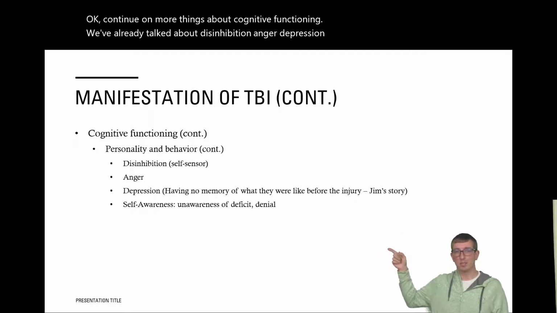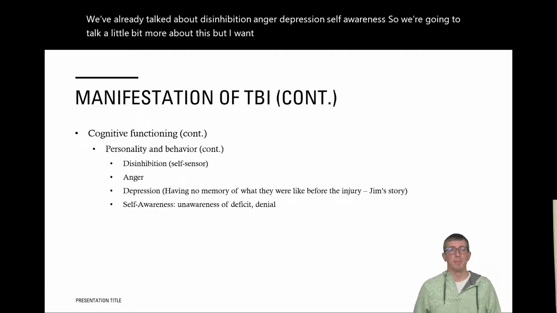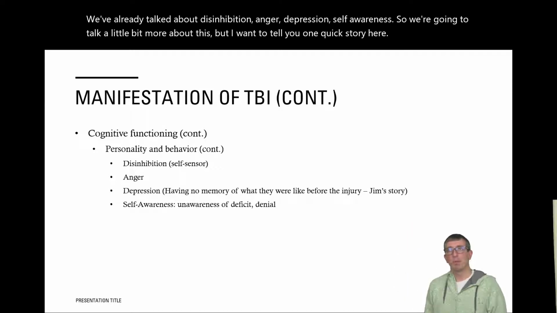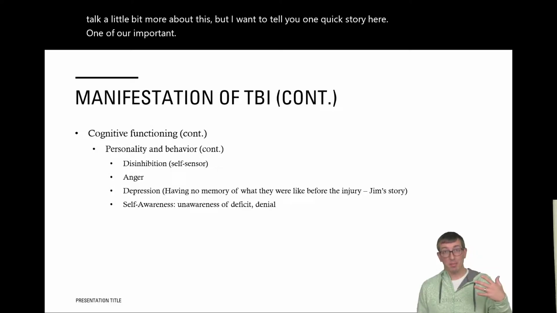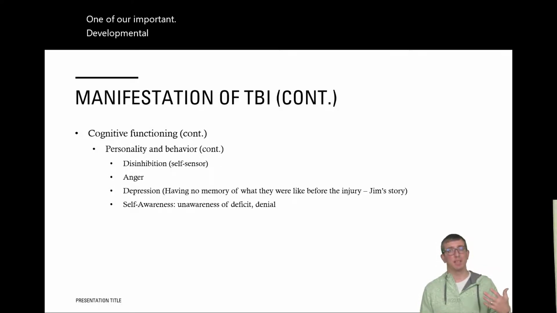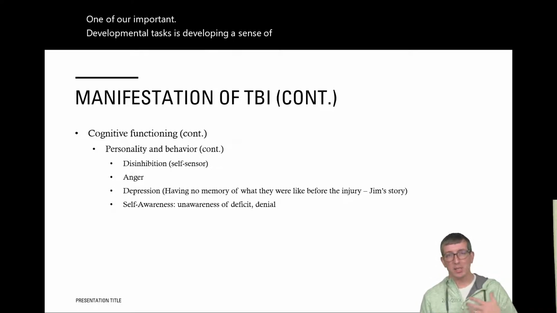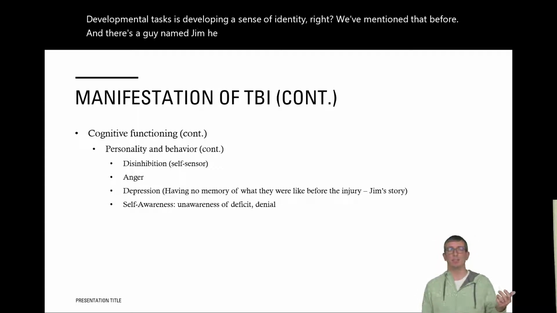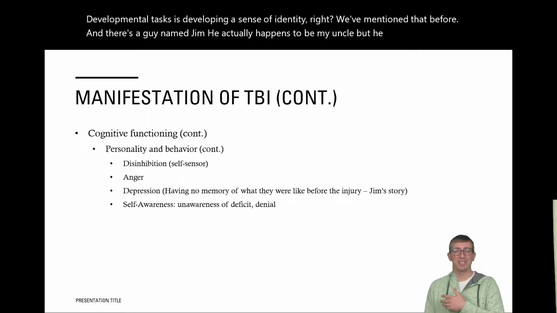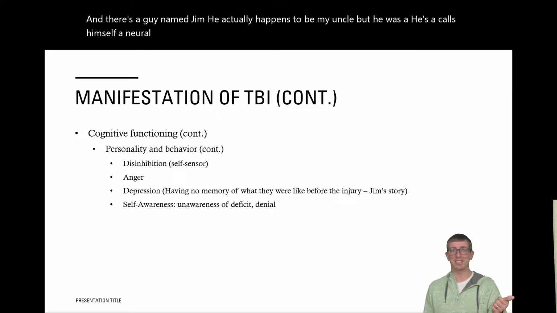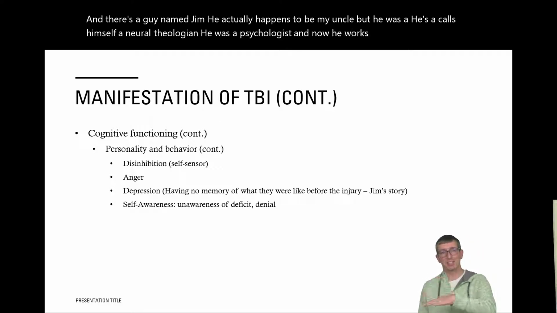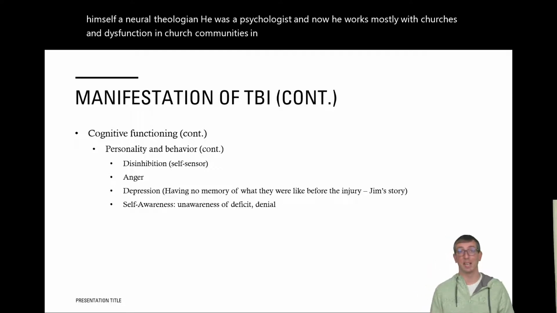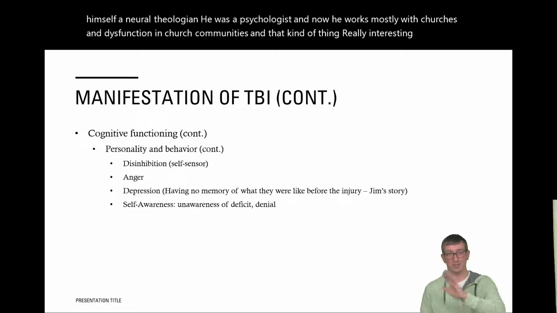So we're going to talk a little bit more about this, but I want to tell you one quick story here. One of our important developmental tasks is developing a sense of identity, right? We've mentioned that before. And there's a guy named Jim. He actually happens to be my uncle, but he calls himself a neurotheologian. He was a psychologist, and now he works mostly with churches and dysfunction in church communities and that kind of thing. Really interesting guy, and whatever.